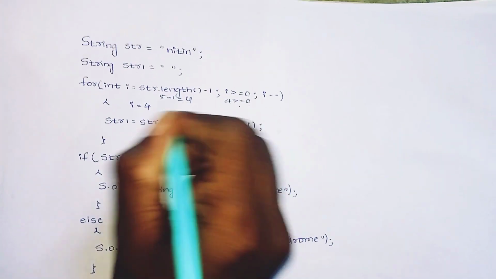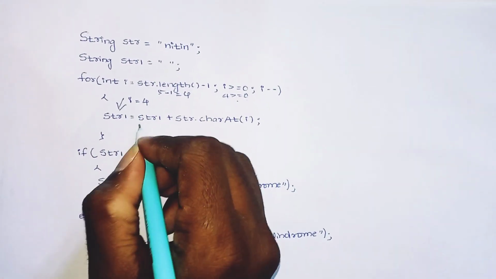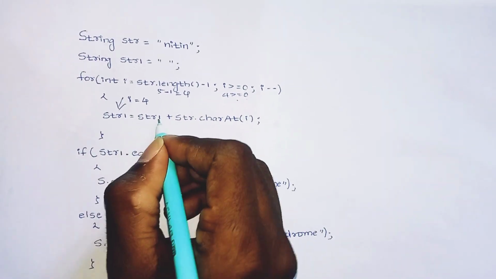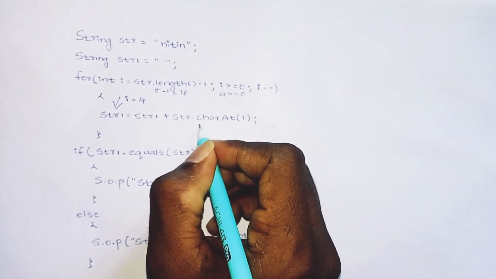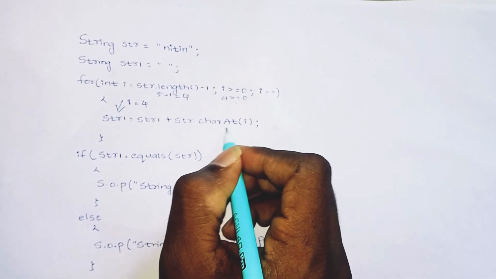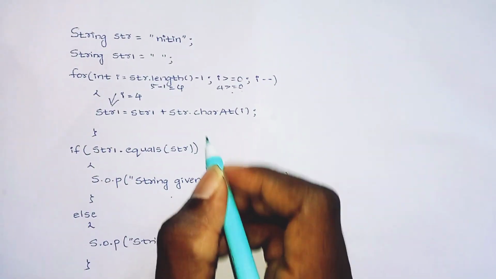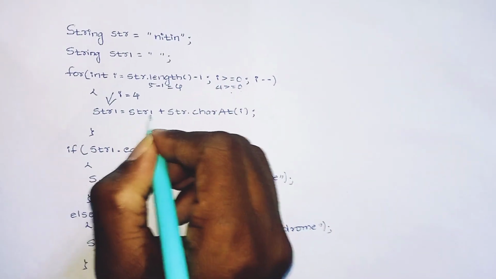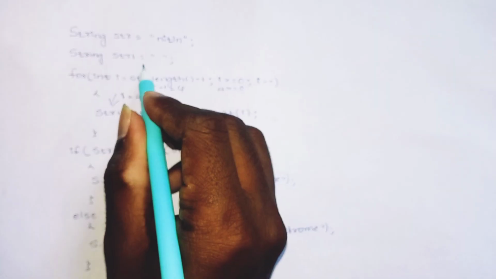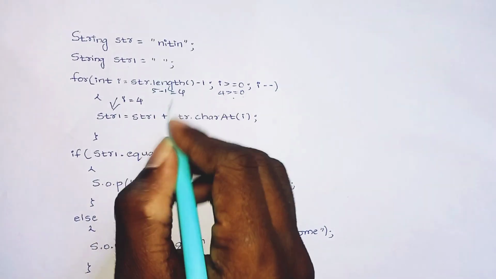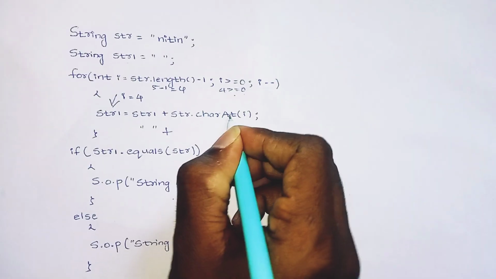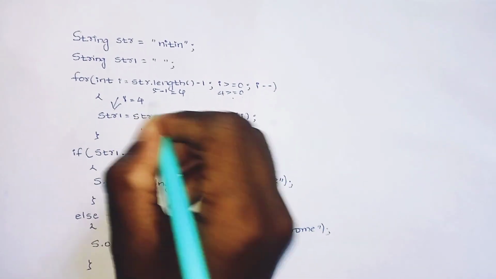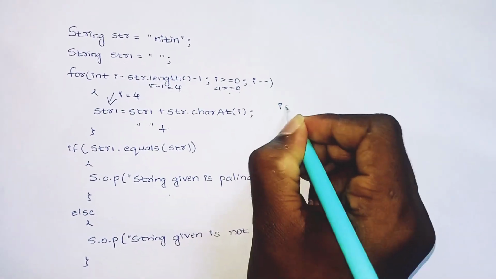As the condition becomes true, it enters the loop. Now what happens: str1 equals str1 plus str.charAt(i). charAt(i) is a predefined method in the String class. str1 is initially the empty string, plus str.charAt(i). The i value is 4.